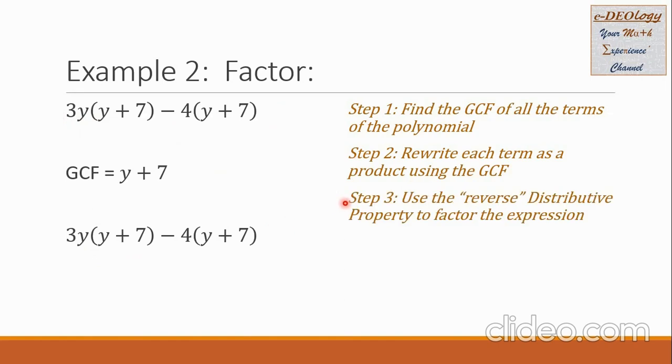In step 3, use the reverse distributive property to factor the expression. So we're going to remove first the GCF. So removing the GCF here, we expect two terms in the second factor. In the first blank here, I'm going to write the remaining term after removing the GCF. So looking at this first group, I can see here that 3y will remain after I remove the GCF. So I will write the 3y.